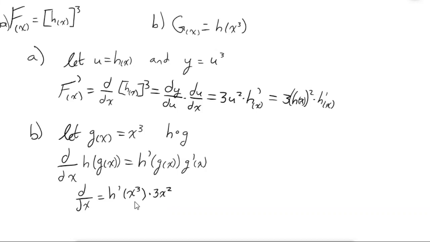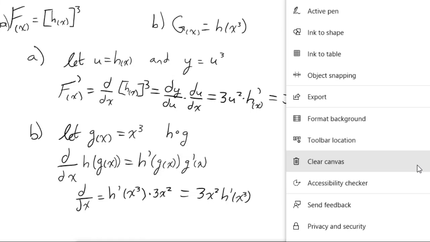And that's it. We can rewrite it the same way that they wrote in the book. So we'll do 3x squared multiplied by the derivative of h of x cubed. And that's example 7 right there. Finally, moving on. Let's move on to example number 8.